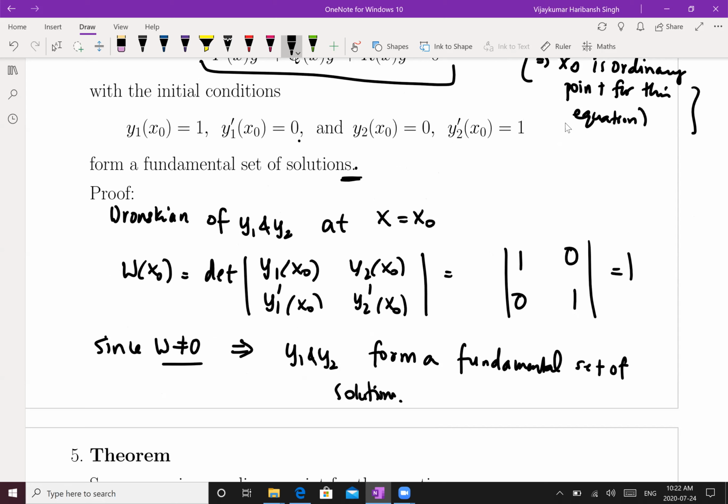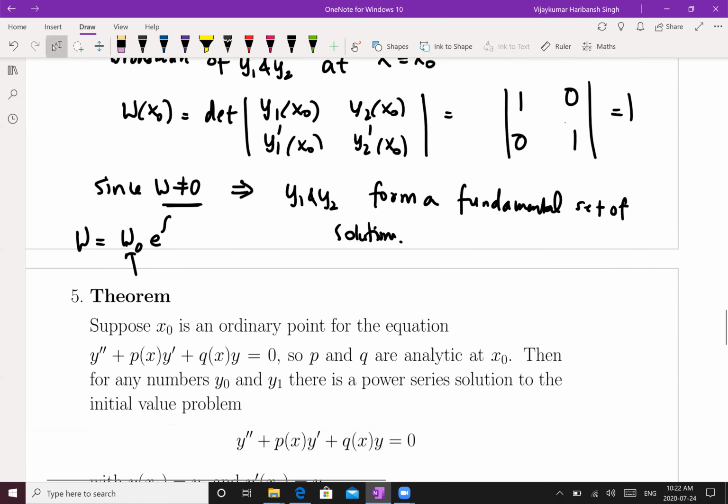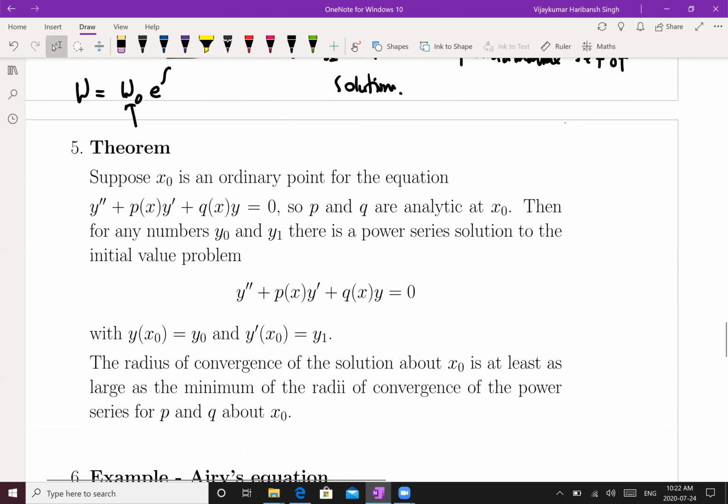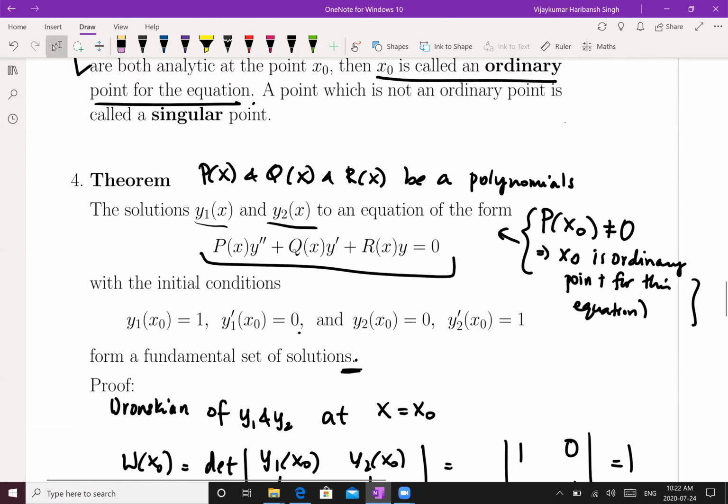So note that all you need is for the Wronskian to be non-zero at one point, right? Because we have Abel's theorem which connects it. The Wronskian was Wronskian naught times some exponential, and if it is non-zero once, it's going to be non-zero throughout. So that's why it's enough to check at one point. Okay.